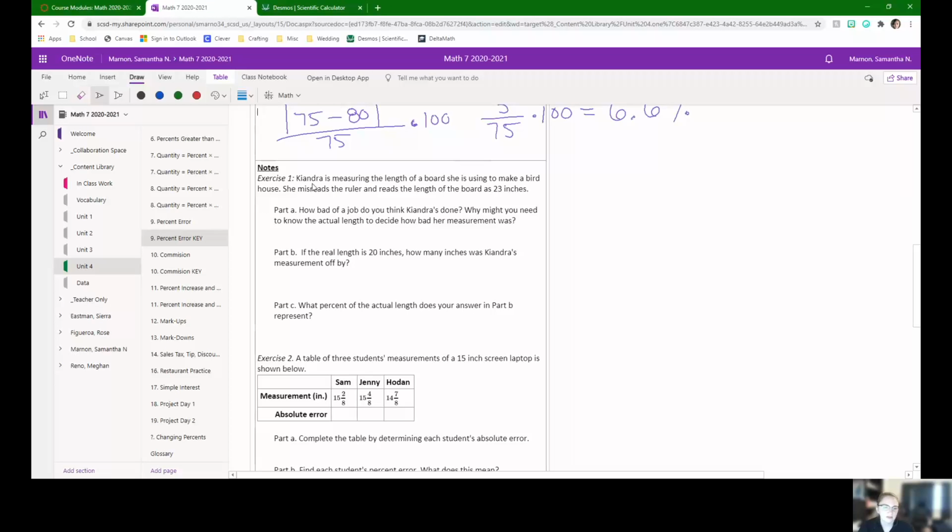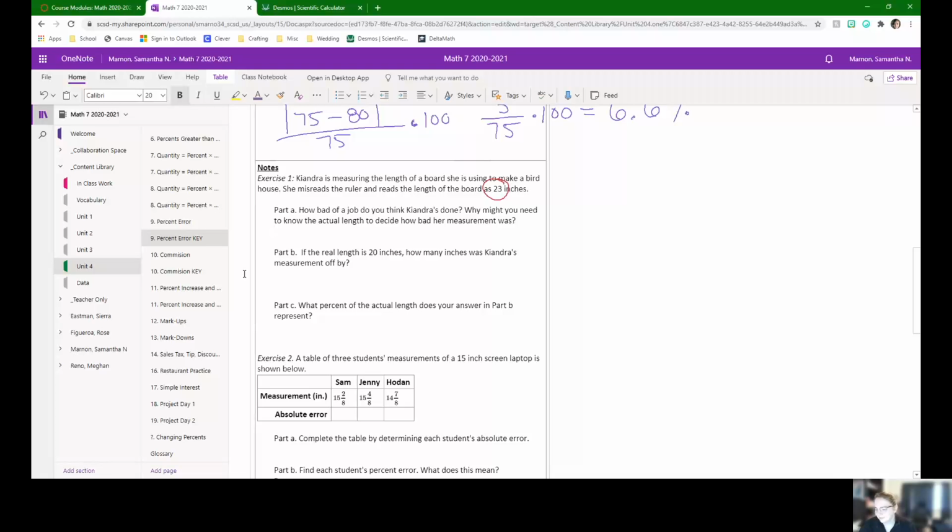So let's do some notes. Exercise 1: Keandra is measuring the length of a board she is using to make a birdhouse. She misreads the ruler and reads the length of the board as 23 inches. How bad of a job do you think Keandra's done? Why might you need to know the actual length to decide how bad her measurement was? This one I want you to think about and put in your own words. So pause the video and think about this question. How bad do you think she is? Why do you think we might need to know the actual length to see how bad she is?